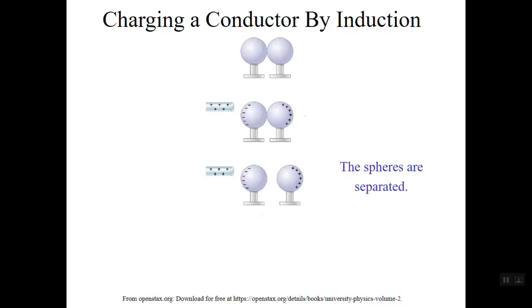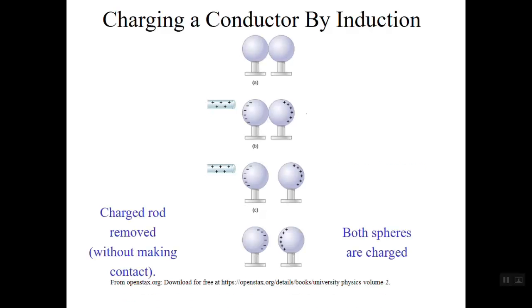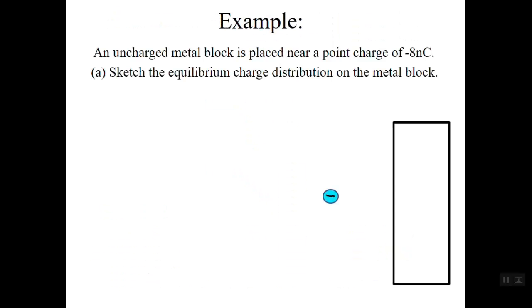Now, keeping the charged rod near, let's separate the spheres. They are each now charged, and they remain charged even when the charged rod is taken away, without the charged rod ever making contact. This effect relies on the mobility of charges in conductors and would not work to charge insulators. Let's now conclude this lecture with an example that has two questions.